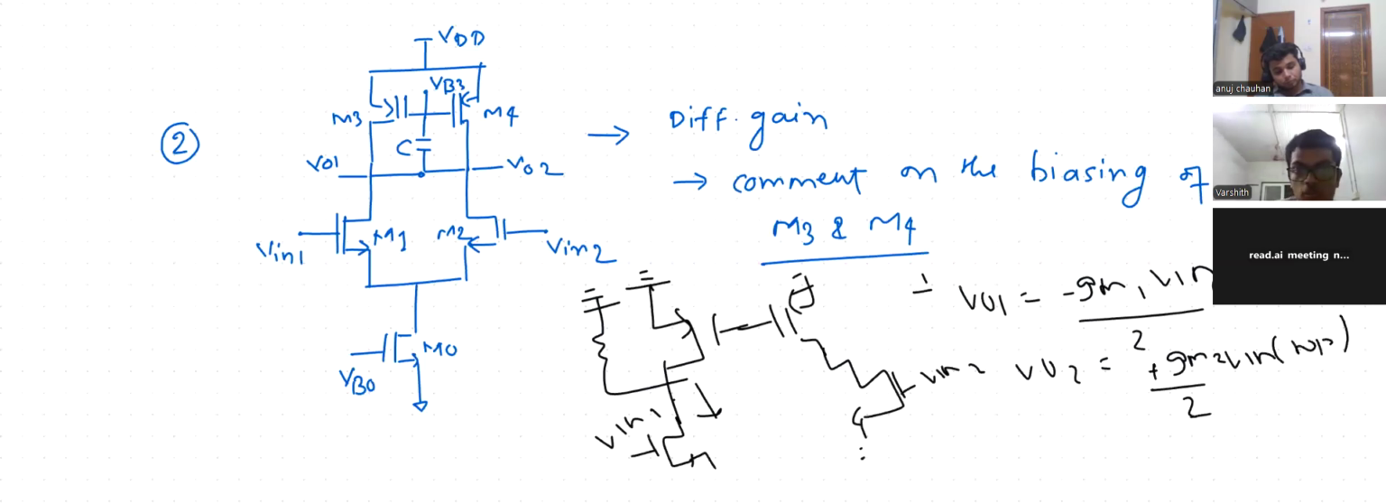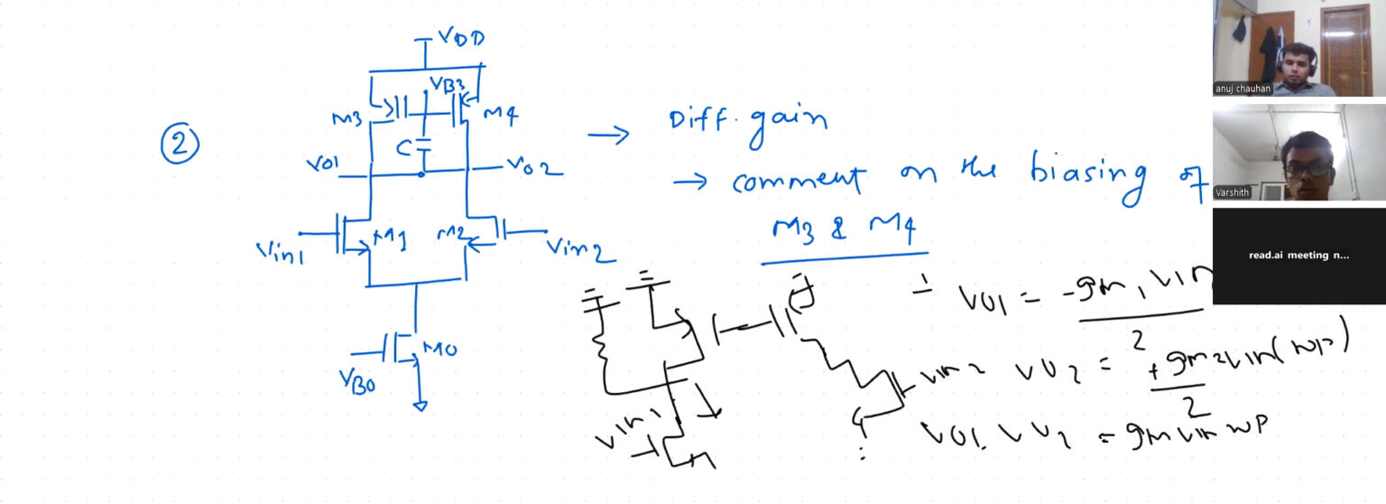V1, V2 values of this. V1 and V2 values. These are the VO1, VO2 values. What is the differential gain? Should we take GM1 and GM2 to be equal or separate? Sir, it should be equal. Minus GM times ROP.